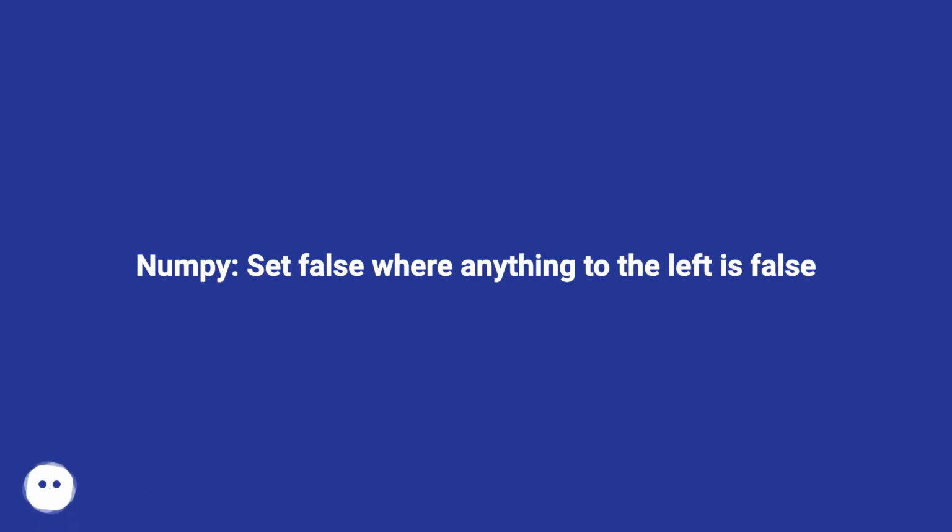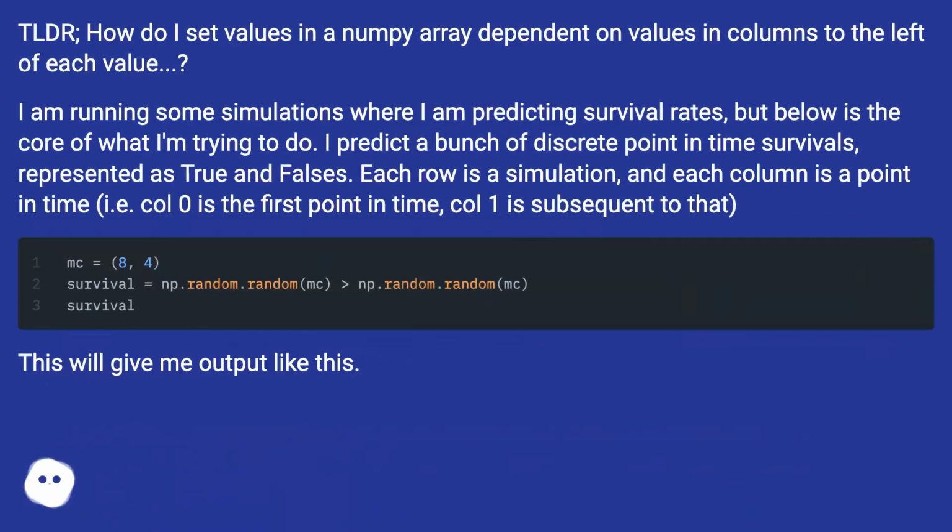NumPy: set False where anything to the left is False. TLDR: how do I set values in a NumPy array dependent on values in columns to the left of each value?